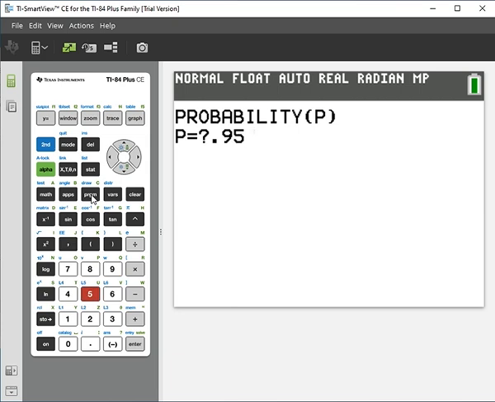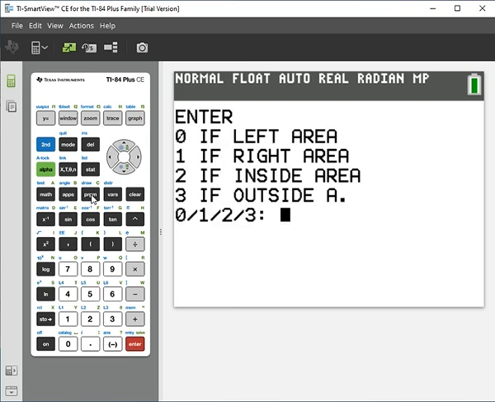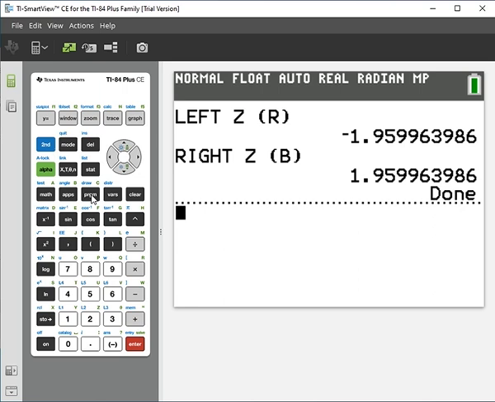Probability 0.95. And of course, we're interested in the inside area. We're trying to capture 95% of that probability with an interval. And there's our z-score, 1.959963986. Notice that in the notes in the lesson, the video that I made, I rounded that to 1.96, which is, I think, the same as in the table.